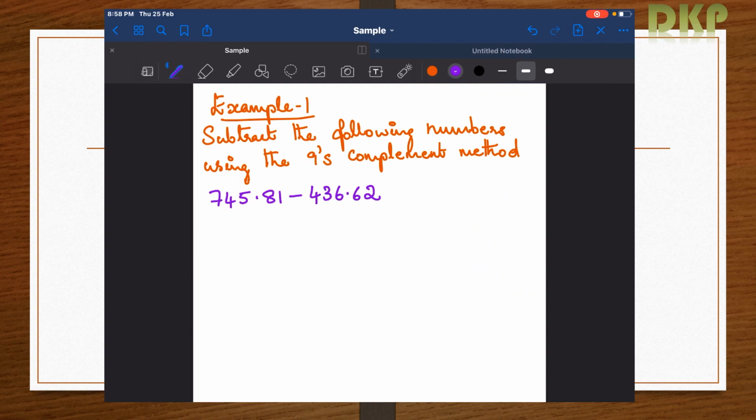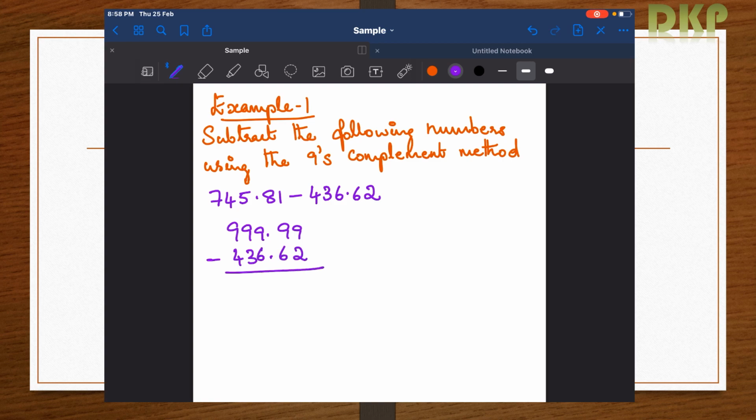Let us do an example. Subtract the following numbers using the nines complement method. 745.81 minus 436.62. The first step is you have to find the nines complement of this subtrahend. So how do you find the nines complement? 999.99 minus 436.62.